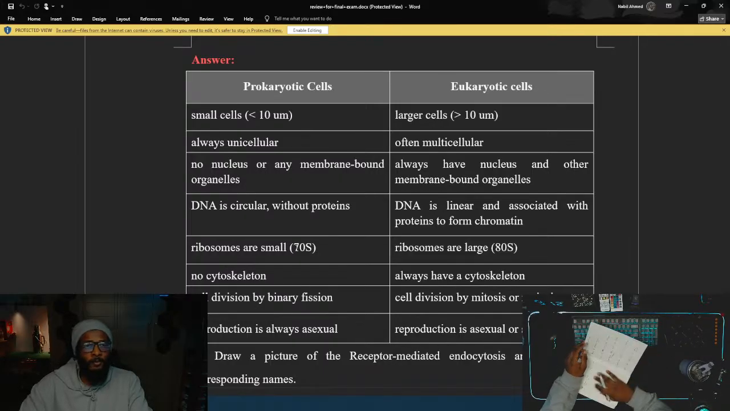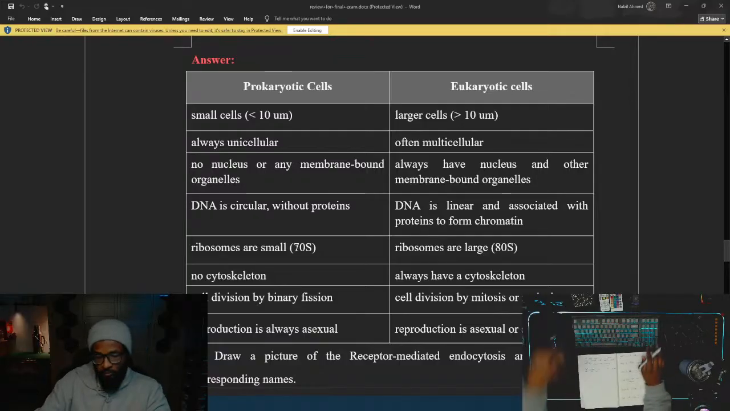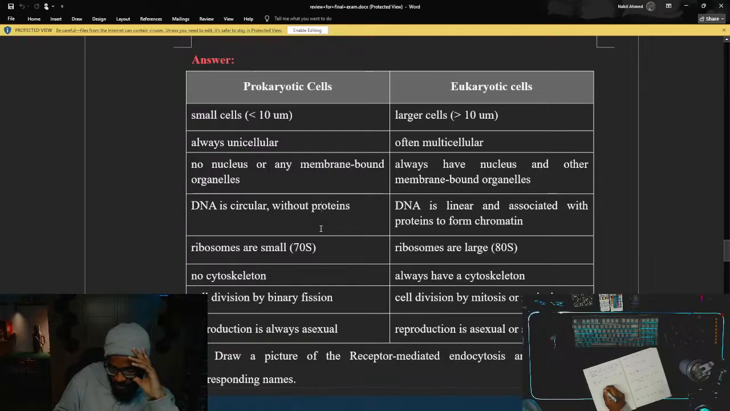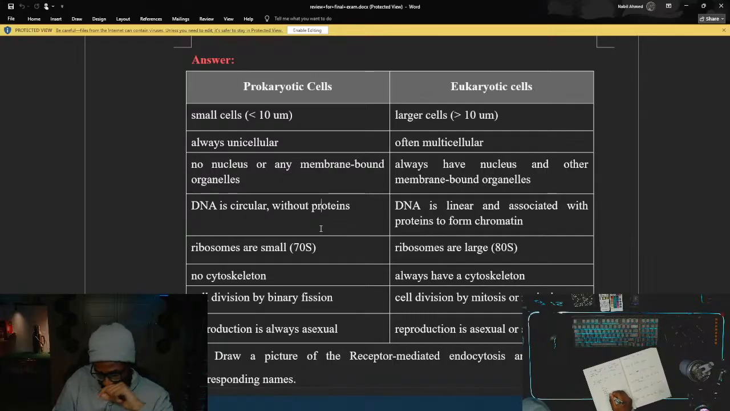How do we do this? We just want to write down: size, unicellular or multicellular, membranous organelles, DNA, circular DNA form, ribosome size, cytoskeleton, cell division type, and then reproduction.